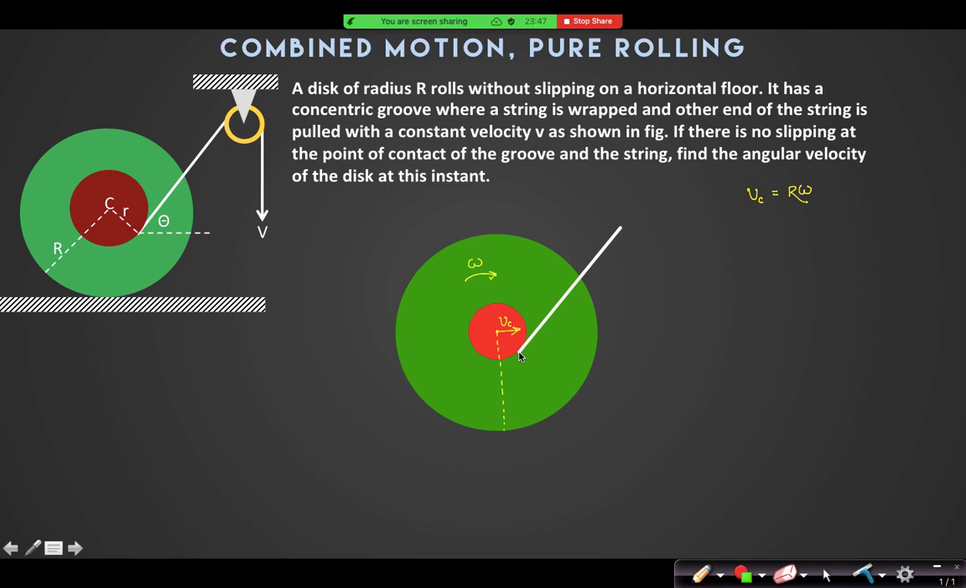Now, what about the velocity of this point that is touching the smaller disk? The velocity of this point has two components. One is vc, another is small r omega, like this. Yes, omega will be the same throughout. About this point, it is also rotating with the same omega. It is a rigid body, so omega must be the same everywhere. Sir, then what is backward?